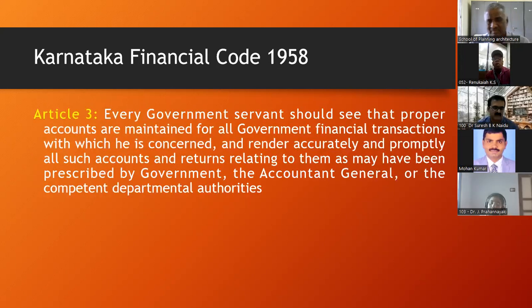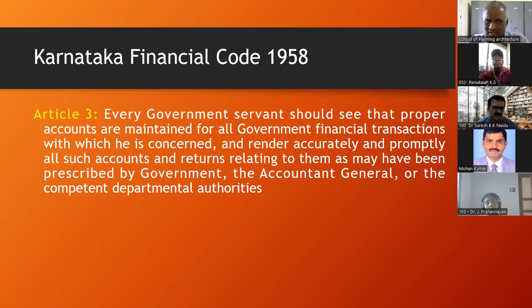And we have different acts and rules. These are there in every state. Mainly, we have a financial code. The central government also has a code. They call it the GFR, General Financial Rules, in the central government. In Karnataka, we call it the Karnataka Financial Code, 1958. In each state, we have different codes.